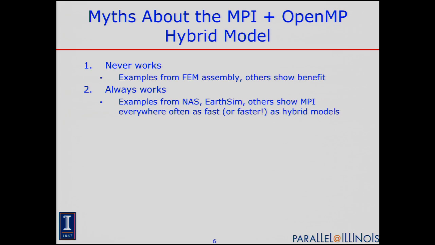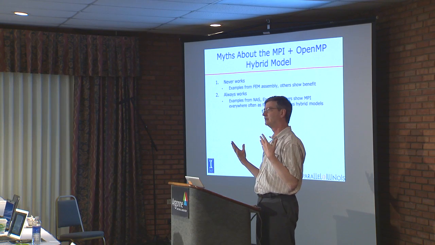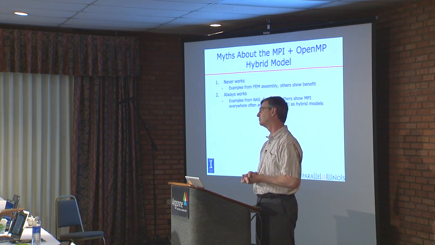Of course, there are other people who say, well, the hybrid model always works. And there are a number of examples where that is also false, where the performance that one achieved with one process per core beat what people were seeing with hybrid models. Some of that is related to the quality of the implementations, the quality of the programming. Some of the issues that you heard about this morning can have a big impact on whether using the hybrid model will work well.